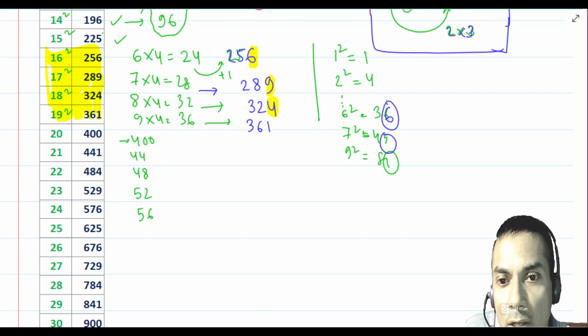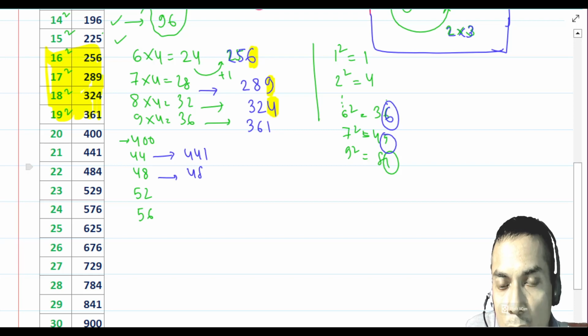Then what you have to do? You have to find out the unit place value. Unit place value 1. 1 square is 1. So the unit place value is 1. From here we can find out 441. Here I find out 484. 2 square is equal to 4. So the unit place value is 4.